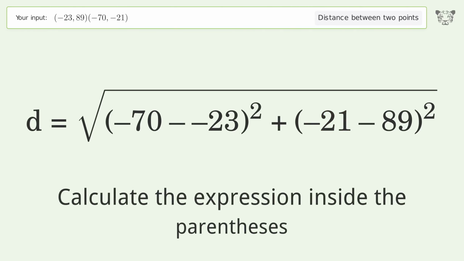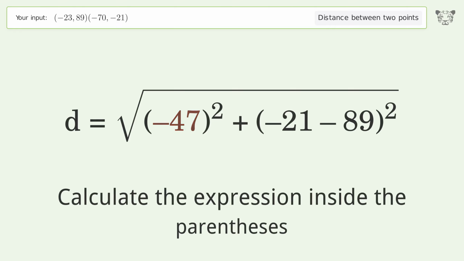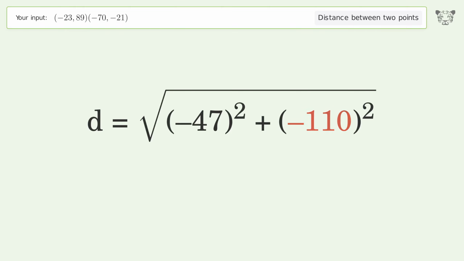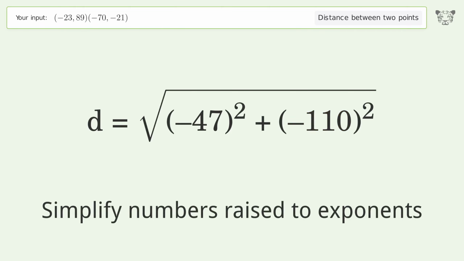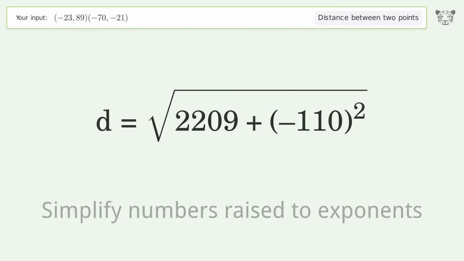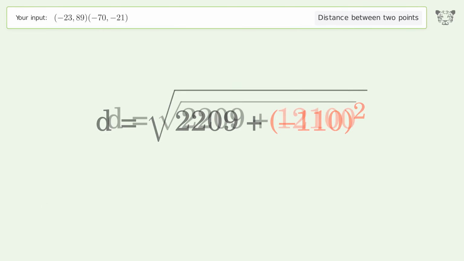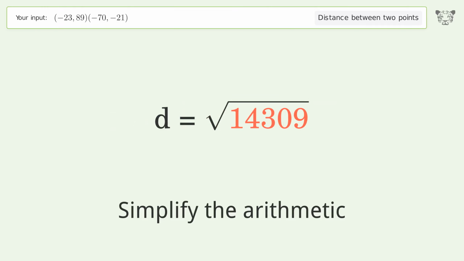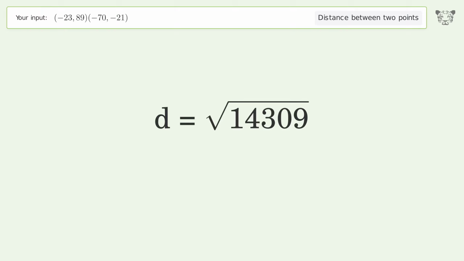Calculate the expression inside the parentheses. Simplify numbers raised to exponents. Simplify the arithmetic. And so the distance between the 2 points is the square root of 14,309, or 119.62.